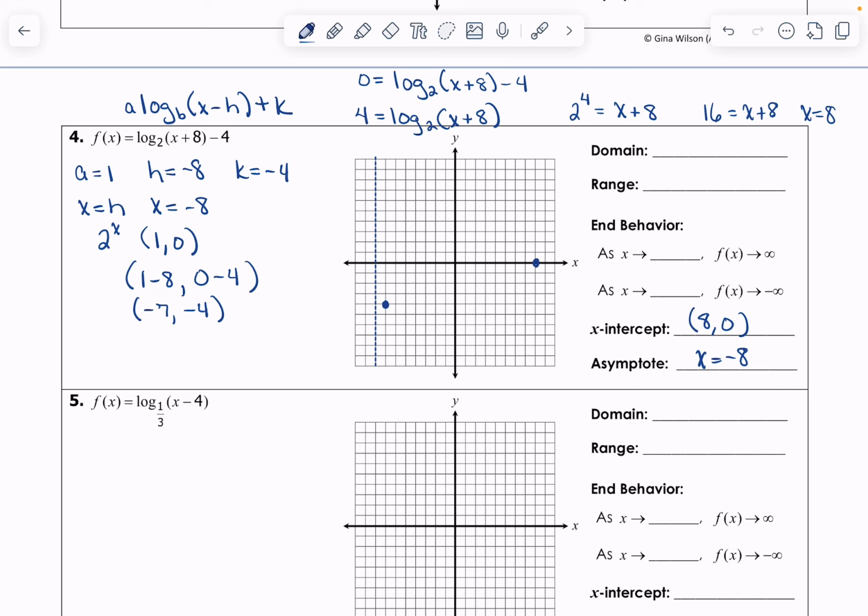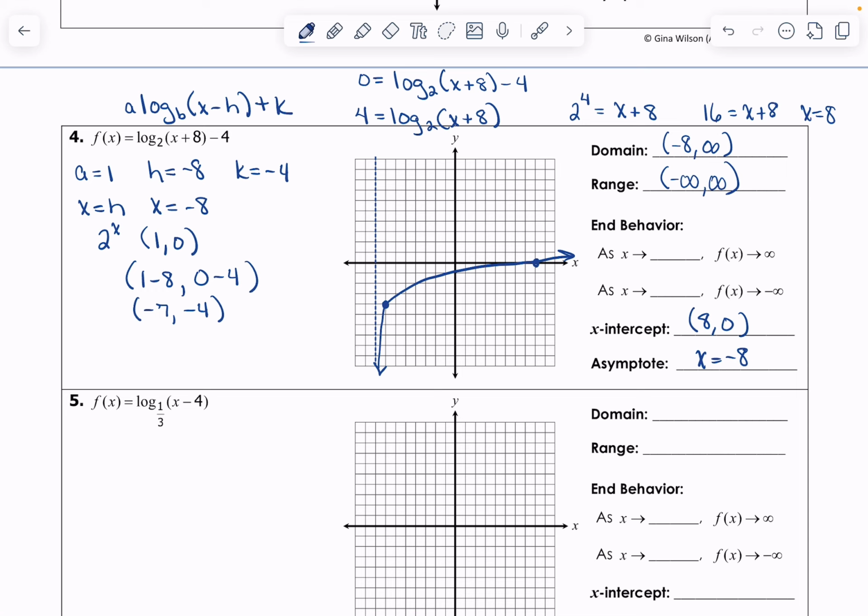And hopefully, if you remember what we did in class, it's pretty easy to graph this, and that's accurate enough. It's going to look like that. So that's our log graph. Those 2 points are enough. Domain is -8 to infinity. Our range is -infinity to +infinity.